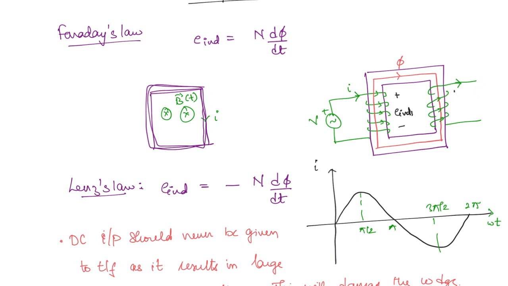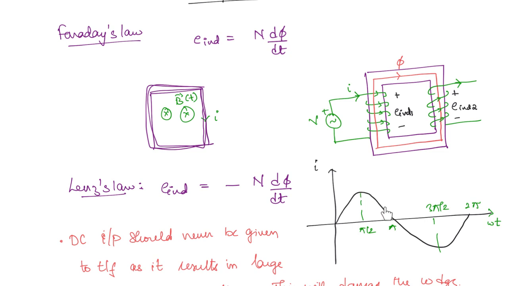So it will be like this. This is E induced 2. Remember this coil here will work as a source. So the positive polarity will be where the current is coming out. If it is a passive element, that is different. But here this winding is now acting like a source, right? So this is how the voltage is induced in this period 0 to pi by 2.